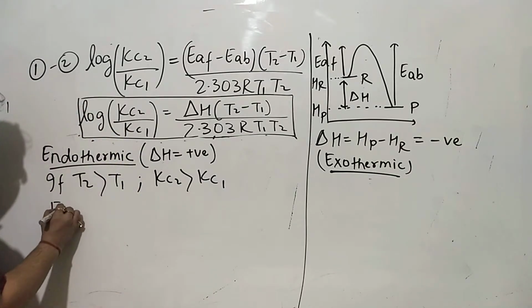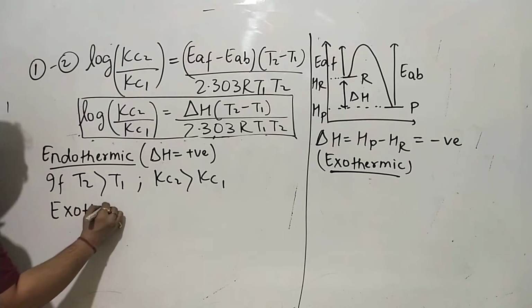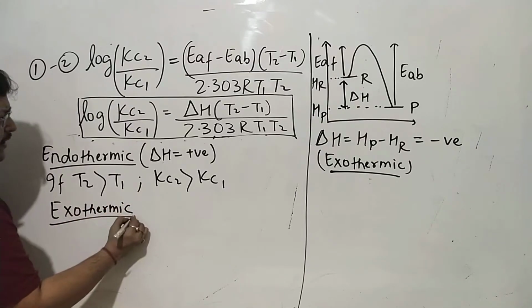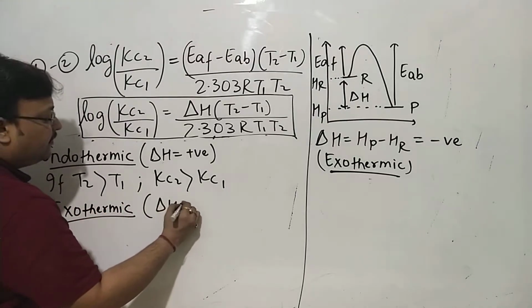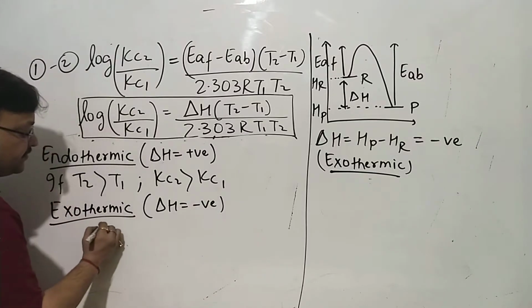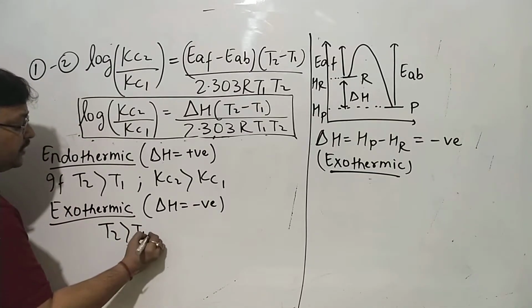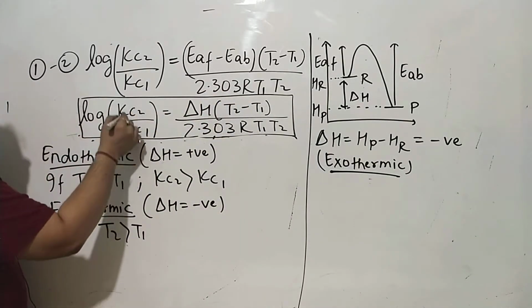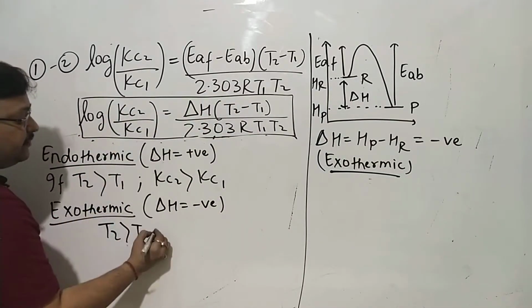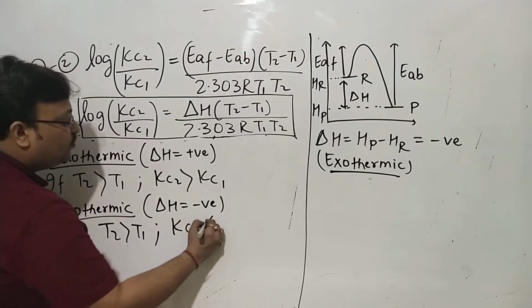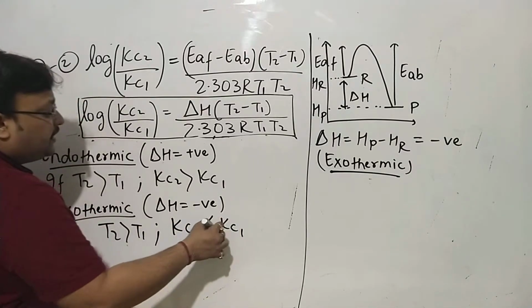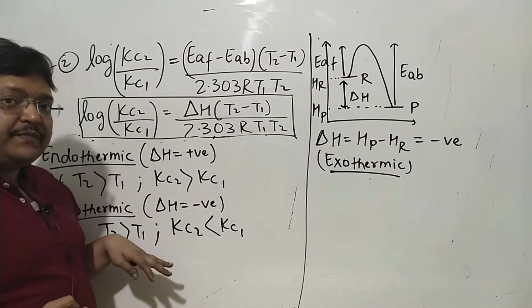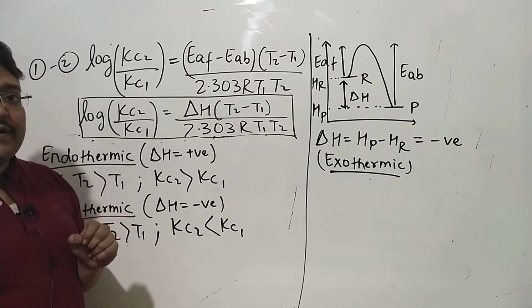Whereas in an exothermic reaction, where delta H is negative, this time if T2 is more than T1, this negative, this positive will mean all of this is negative. Log of A by B negative will mean A is less than B. So this will mean that Kc2 is less than Kc1. So the yield will decrease. It's not good for the yield of the process.